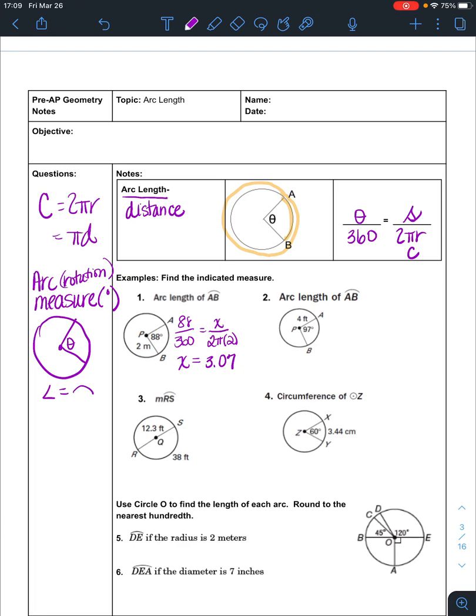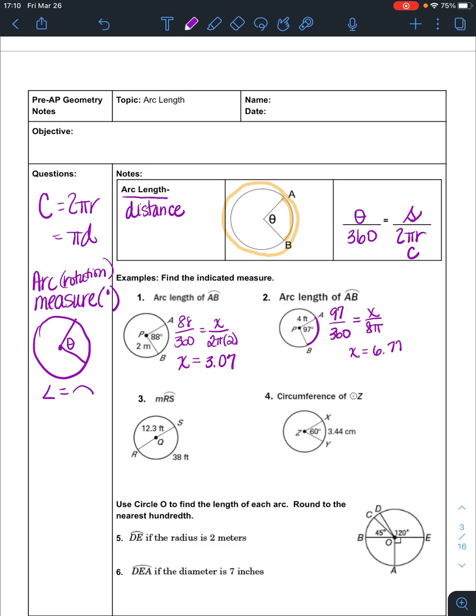So arc length of AB, I want to know how long this piece is. So I use 97 degrees out of 360 degrees. And I set that equal to the part that I want, x, over the entire distance, which is 2 times pi times r, which would be 8 pi. 2 times 4 is 8, so 8 pi. So you would do 97 divided by 360 times 8 pi, and you get 6.77. So the arc length is 6.77.